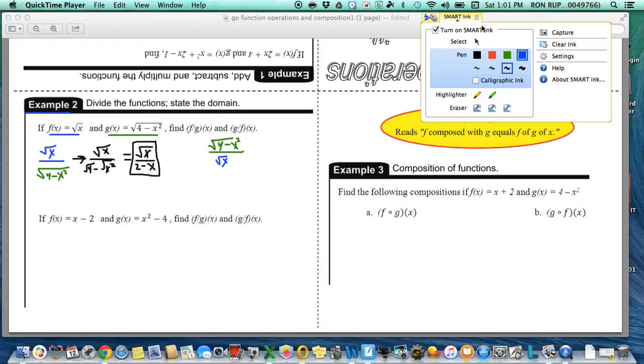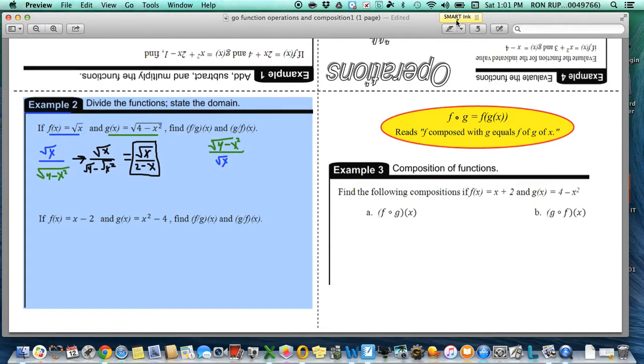Again, I'm going to kind of save us some time. We've already seen that 4 minus x squared becomes, whoa, black ink's what I need, becomes 2 minus x. So let's just go ahead and do that. 2 minus x over square root of x. Now we have a problem, because we can't have a radical symbol, a square root symbol, in the denominator. So we've got to rationalize that.